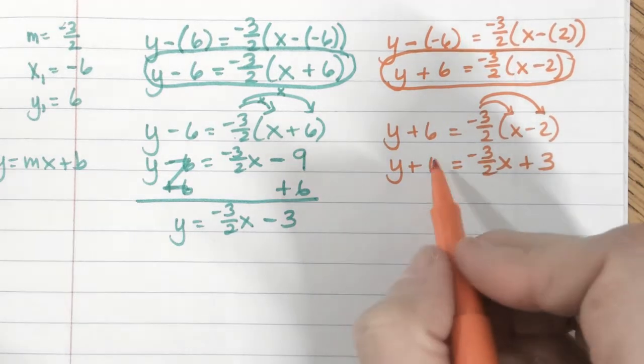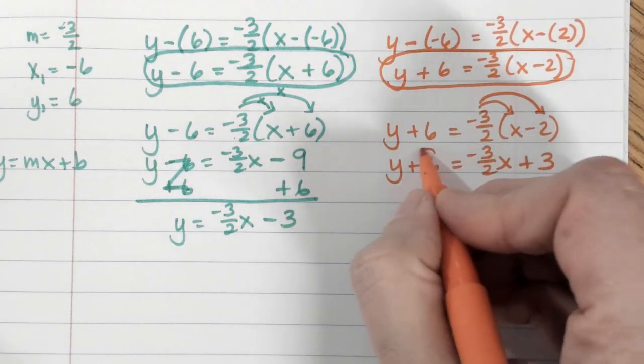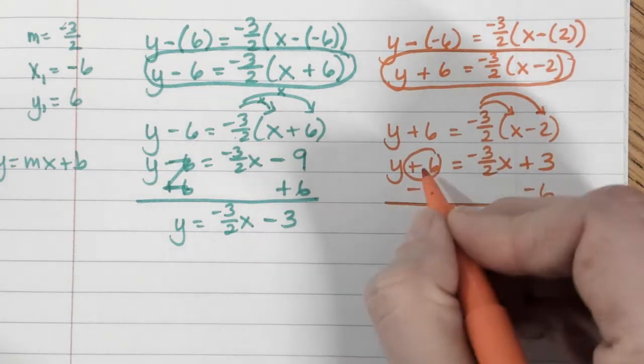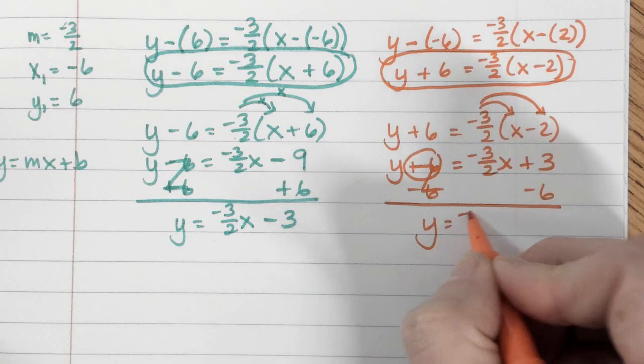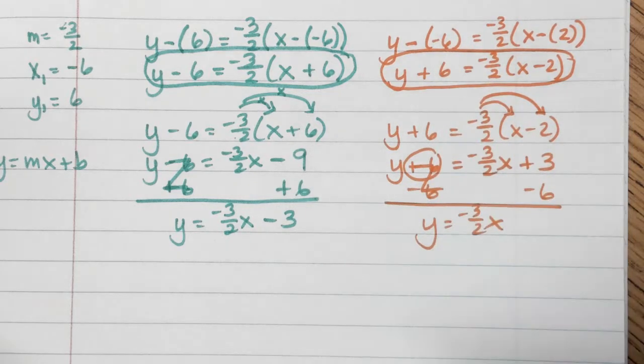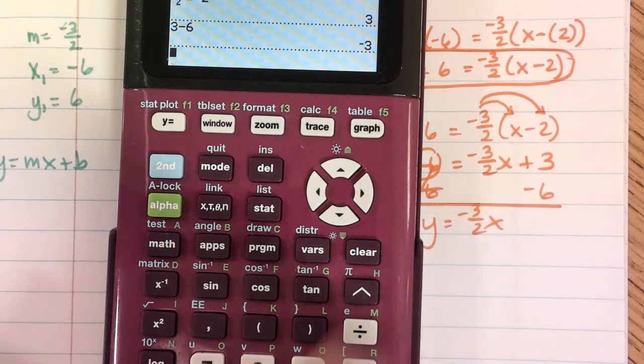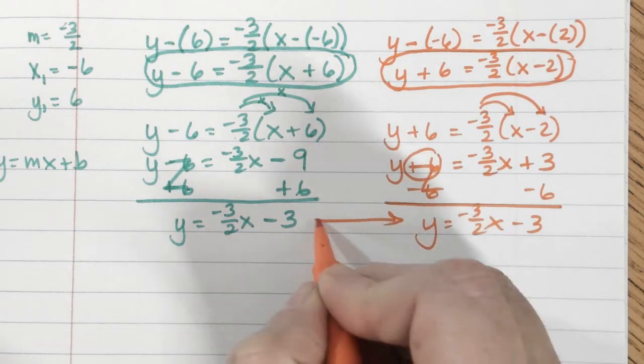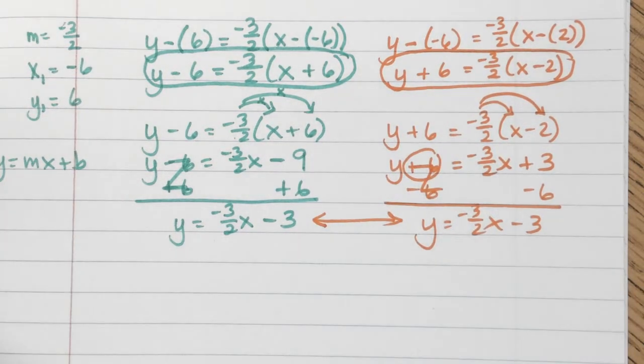Now, I'm really close to being done. All I've got to do is get rid of this. So I'm going to subtract 6 from both sides. y equals negative 3/2 x, and 3 minus 6 is negative 3, minus 3. And I got the same thing both times.